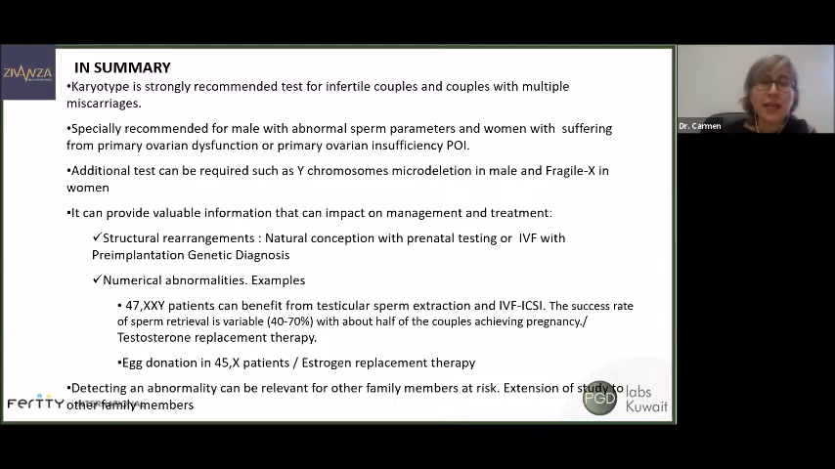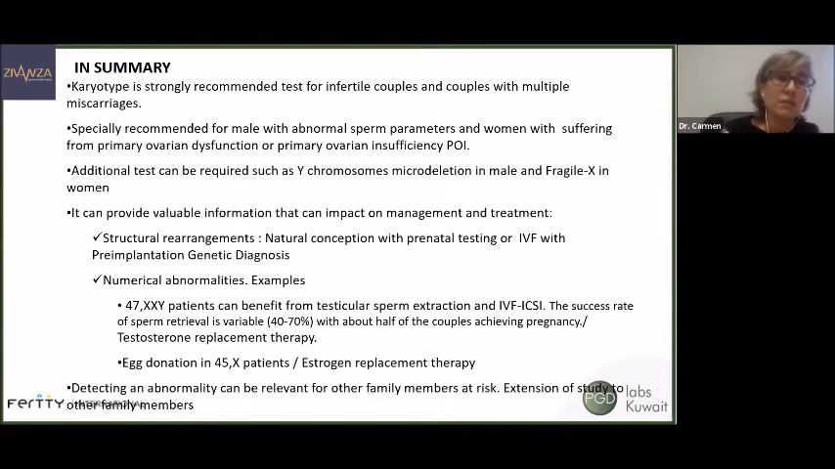Performing the karyotype gives us valuable information that can impact the management and treatment of the patients. For example, if one member of the couple is a carrier of a structural rearrangement, a structural abnormality, and they have a natural conception, it's recommended to do prenatal testing in order to detect if the embryo is balanced or unbalanced.